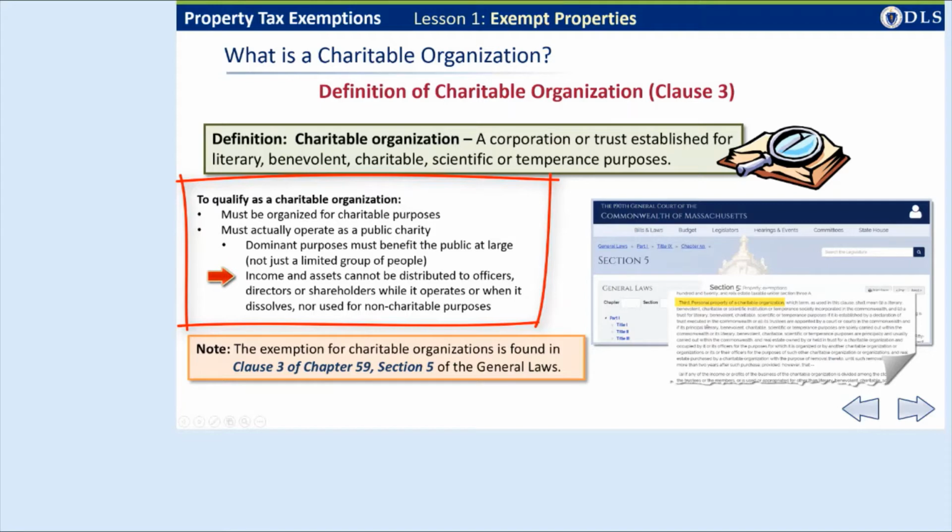As indicated earlier, the organization's income and assets must be exclusively for charitable purposes. No private inurement is permitted. That is, the organization cannot further or advantage the private interests of those who run and operate the organization.